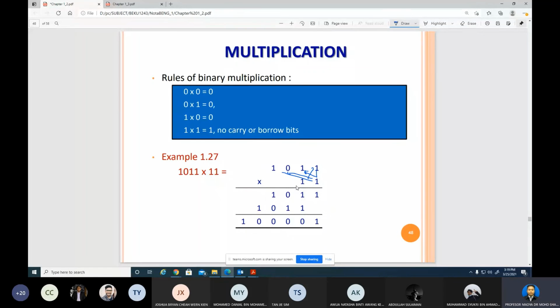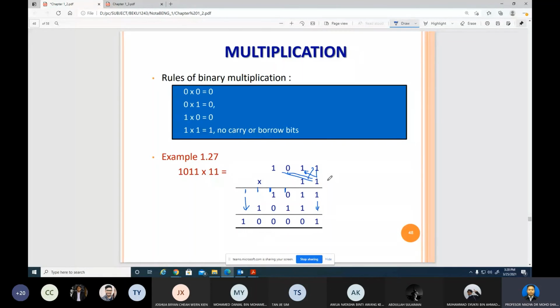Then you use addition for this one. 1 plus 1 is 0, bring 1 here. 1 plus 1 is 0, bring 1 here. 1 plus 1 is 0, bring 1 here. And then 1 plus 1 is 0, bring 1 here. So basically this is the answer: 100001. That is for multiplication.